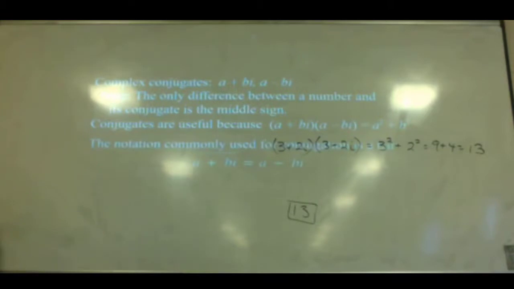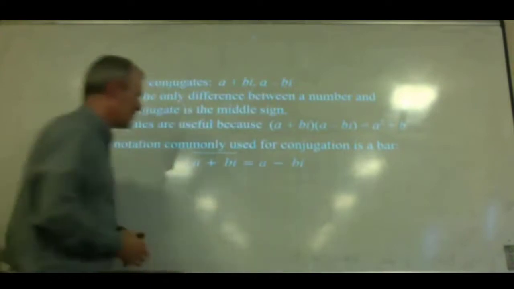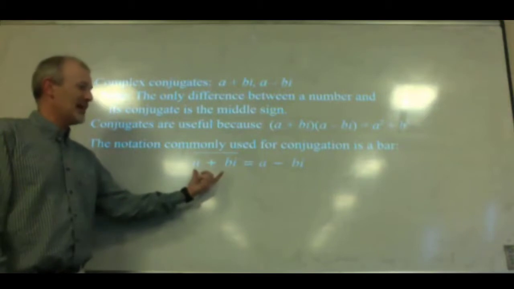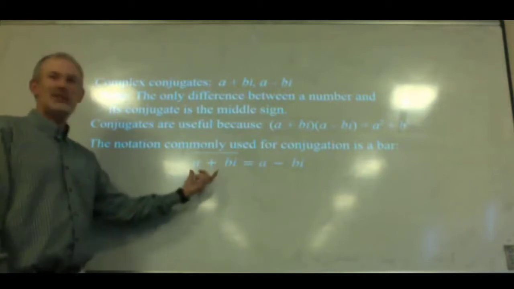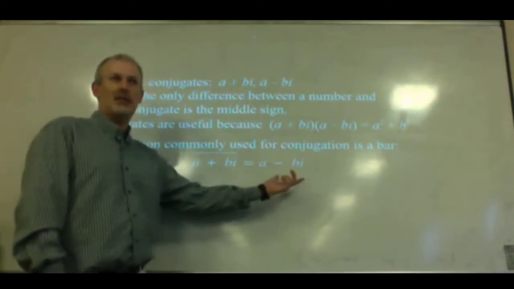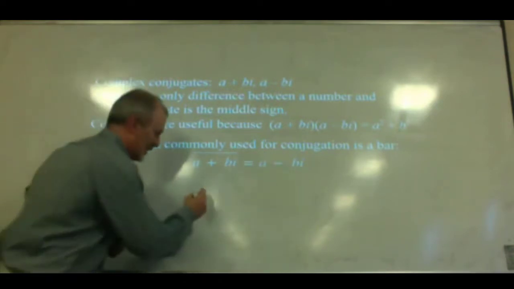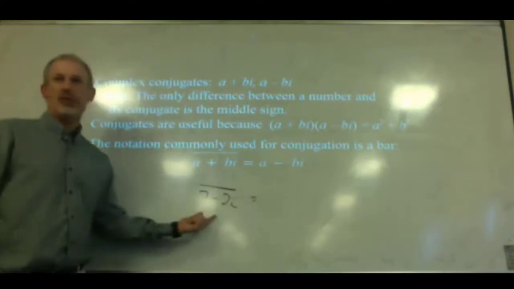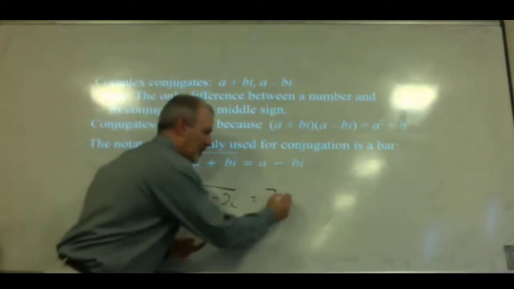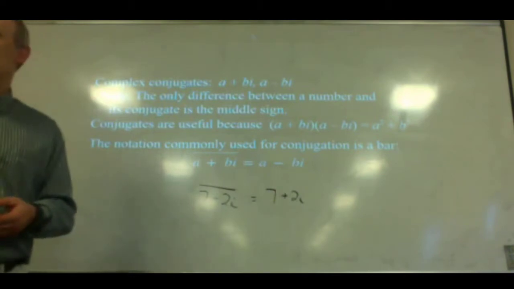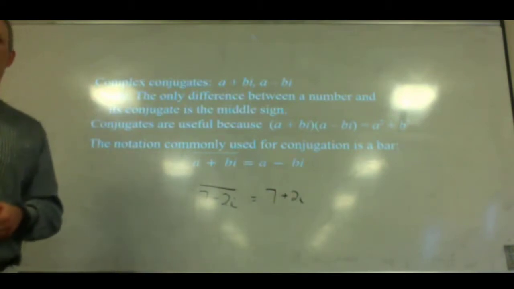So, notationally, this is a notation that's sometimes used for the conjugate of a plus bi. So if you see this, it means find the conjugate of a plus bi, which means you just write a minus bi. Or I could write this with numbers. What would this equal? 7 plus 2i. It's just asking you to write down the conjugate. Okay. And the middle sign just has to change. Not the first sign, but the middle sign.